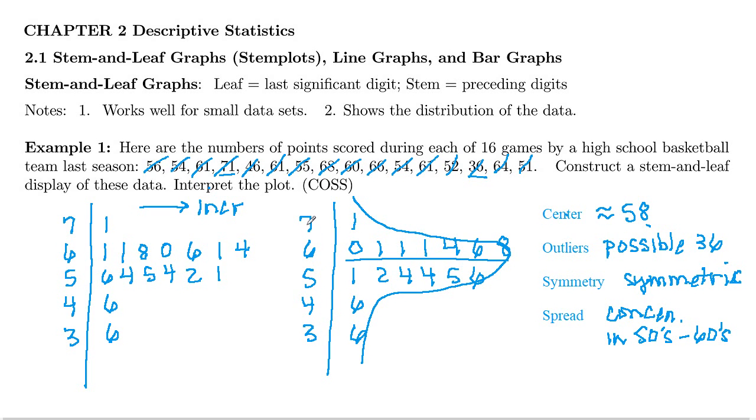Now, a common question I get from students is, do I have to start with the highest number and go down, or could I start with the 36 up here and have the numbers increase as I go down? Either way, okay, there's no set standard on which way to do that.